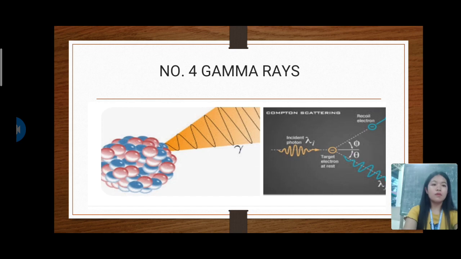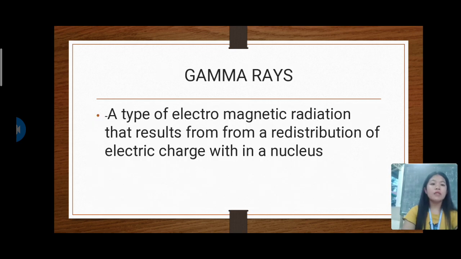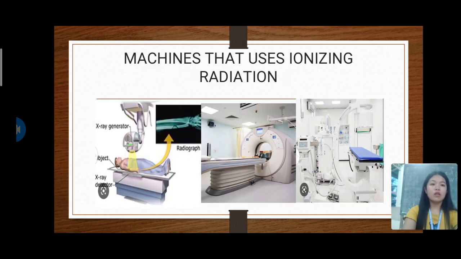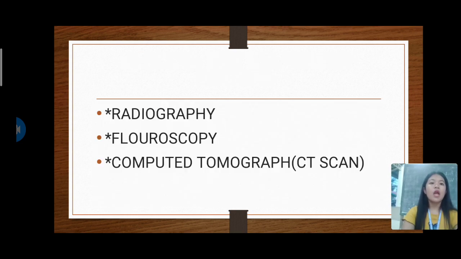Number 4, gamma rays. Gamma rays are a type of electromagnetic radiation that results from a redistribution of electric charge within a nucleus. Machines that use ionizing radiation: radiography, fluoroscopy, computed tomography, CT scan.